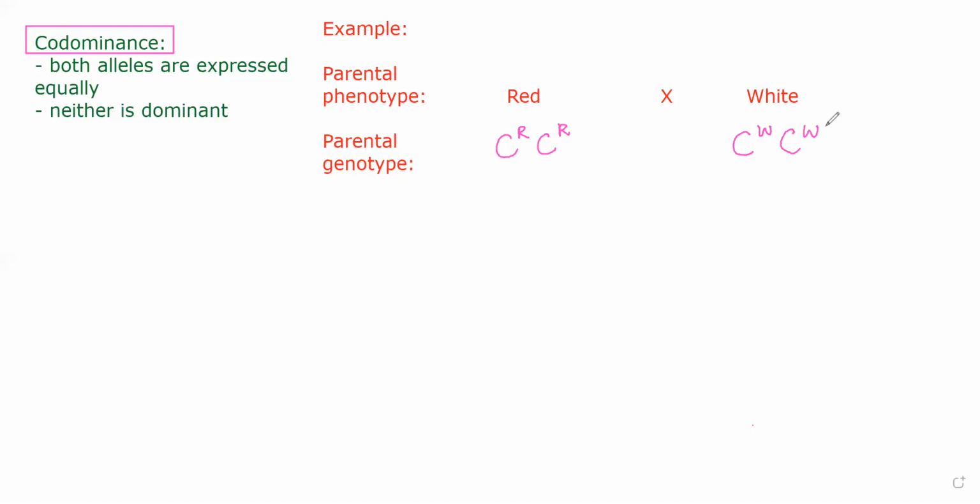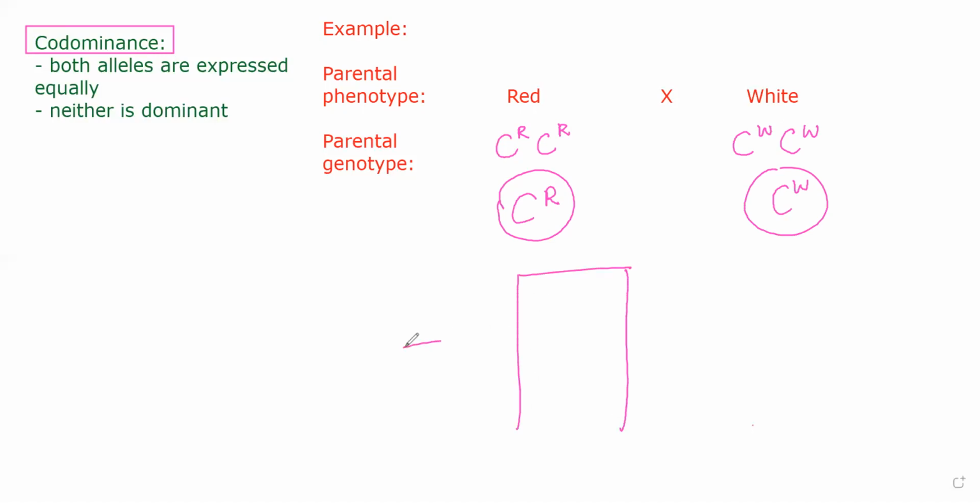Now next, I will go for the gametes. So which gametes will I have? I'll have CR and I'll have CW. Now let's go for the Punnett Square. What will I have here? Okay, here I'll have CW. Here I'll have CR. What will I get? I will get CR, CW. So CR, CW means both red and white. Both colors are equally expressed.